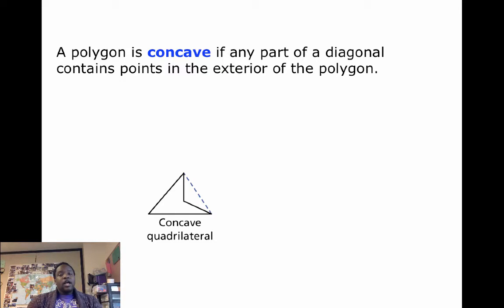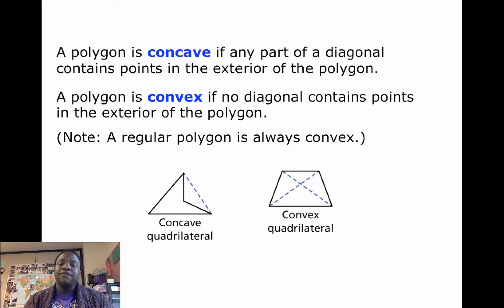All right. Lastly, we have concave and convex polygons. Most of the time, you'll be seeing convex polygons. Well, a concave polygon is if any part of a diagonal contains points in the exterior of the polygon. So if you can do a diagonal, so this vertex and this vertex, they're not adjacent to each other because there's this vertex right here. And so that diagonal goes on the outside of the shape. So therefore it means it's a concave polygon. It's not a convex polygon.